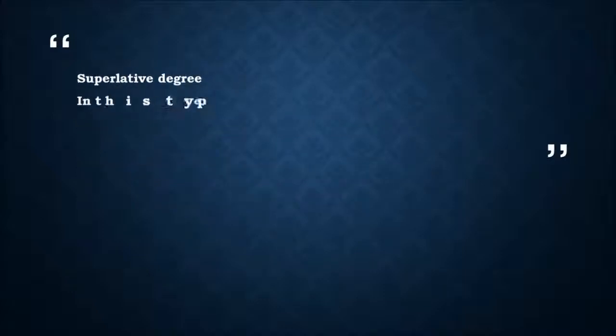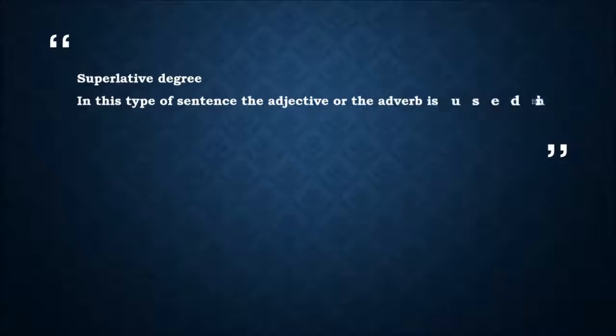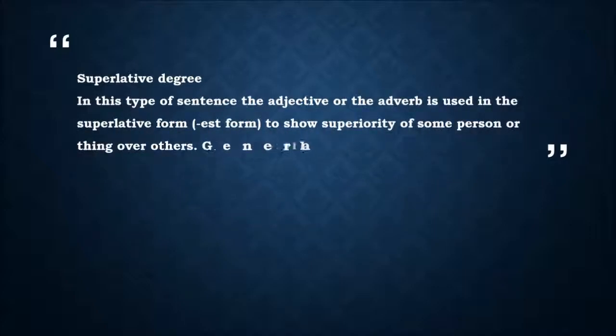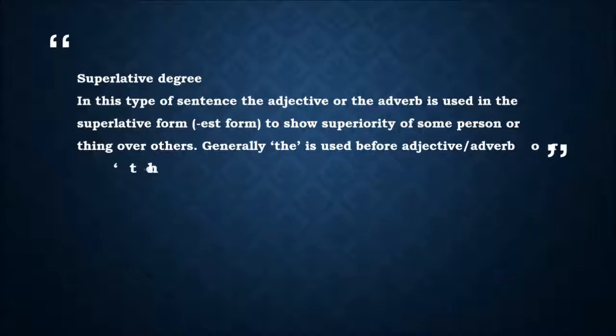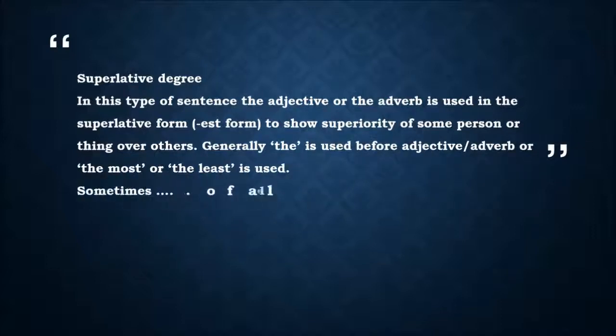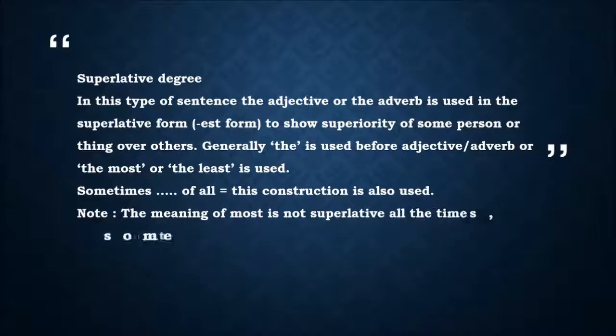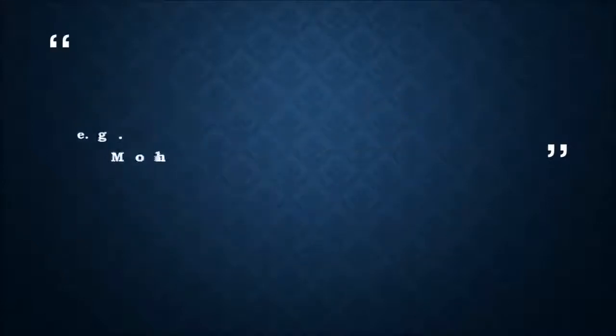C. Superlative degree. In this type of sentence, the adjective or the adverb is used in the superlative form, est form, to show superiority of some person or thing over others. Generally, the is used before the adjective / adverb, or the most or the least is used. Sometimes of all, equal, this construction is also used. Note, the meaning of most is not superlative all the time. Sometimes it means very.